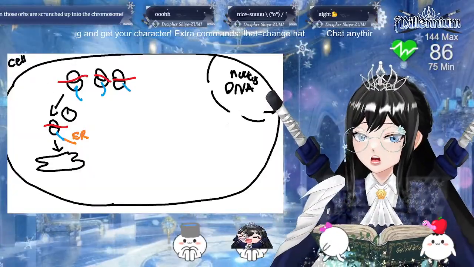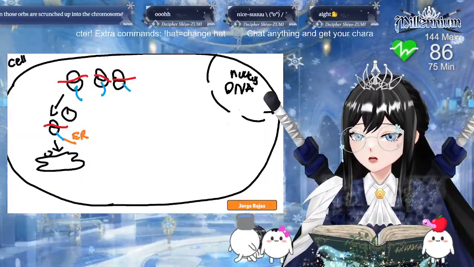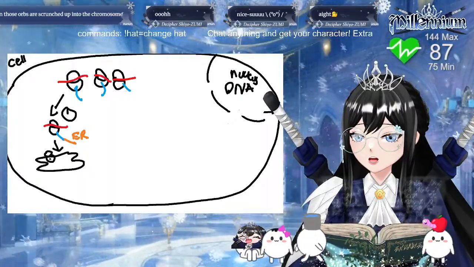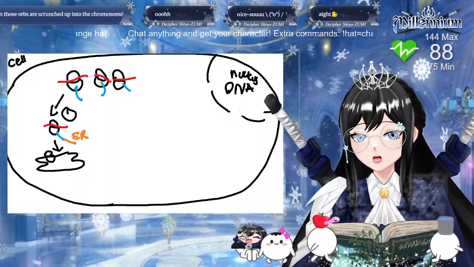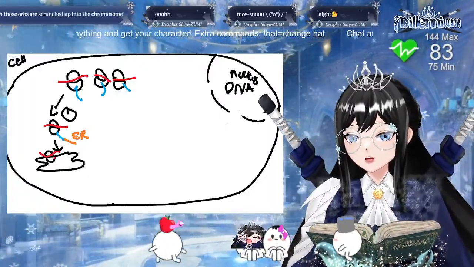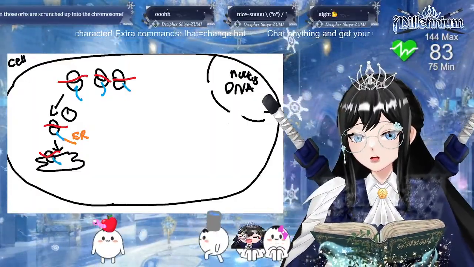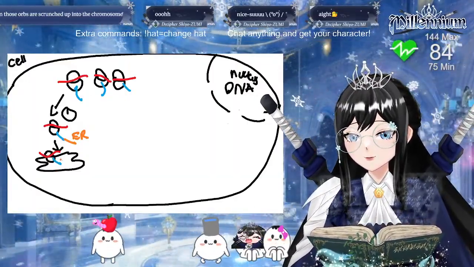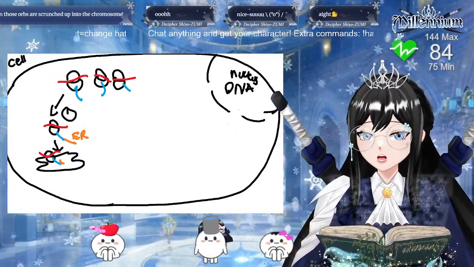That's the ER, and your ribosome would go like that, and then your mRNA would go this way, and then your protein with the ER sequence, blue, would go like this, and then you have your ER.